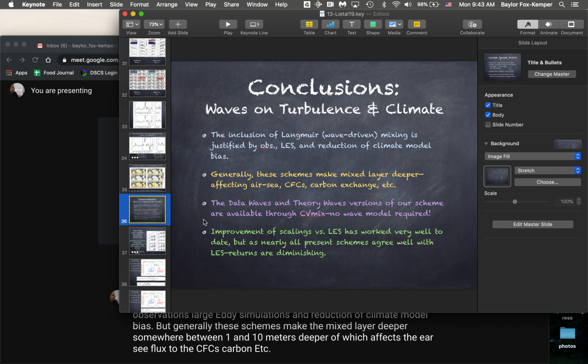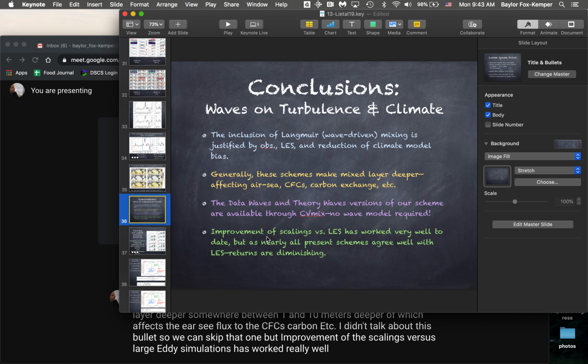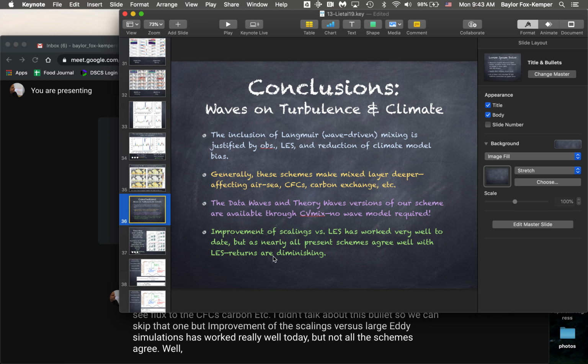I didn't talk about this bullet, so we can skip that one. But improvement of the scalings versus large eddy simulations has worked really well to date. But not all of the schemes agree well. So we're trying to figure out how to improve this story. So that's where the state of the art sits.